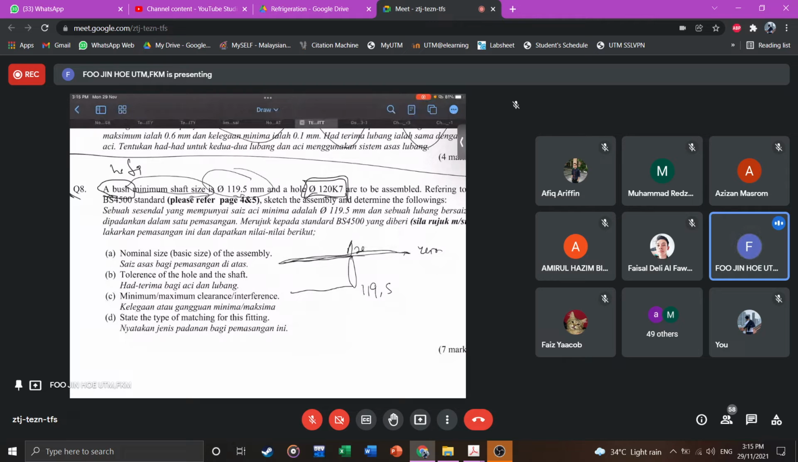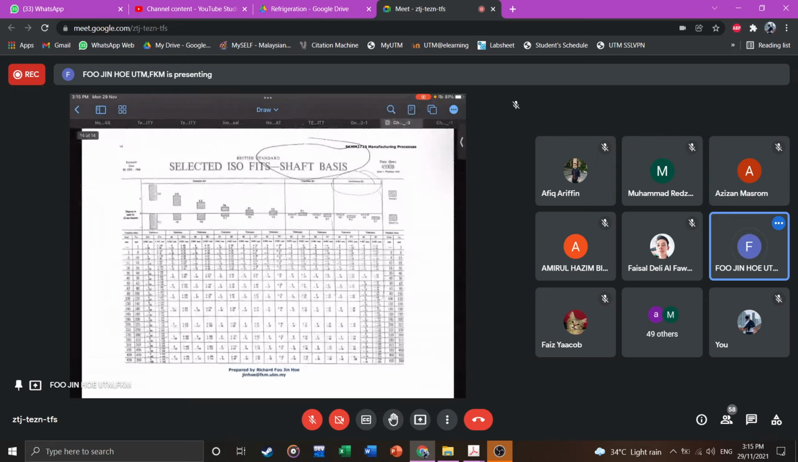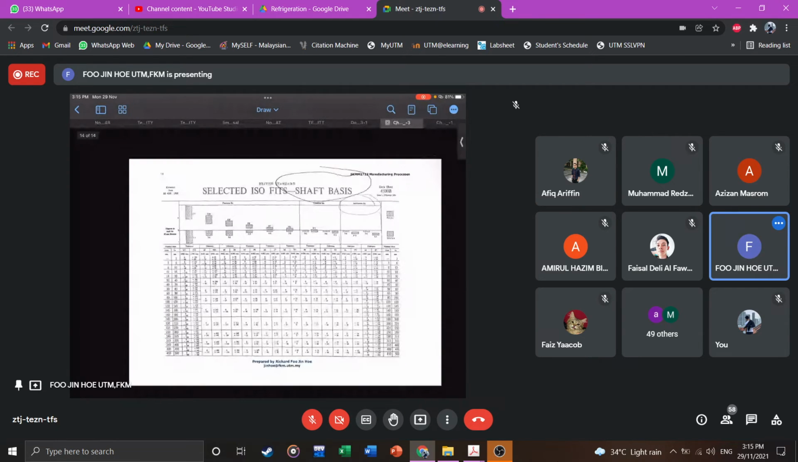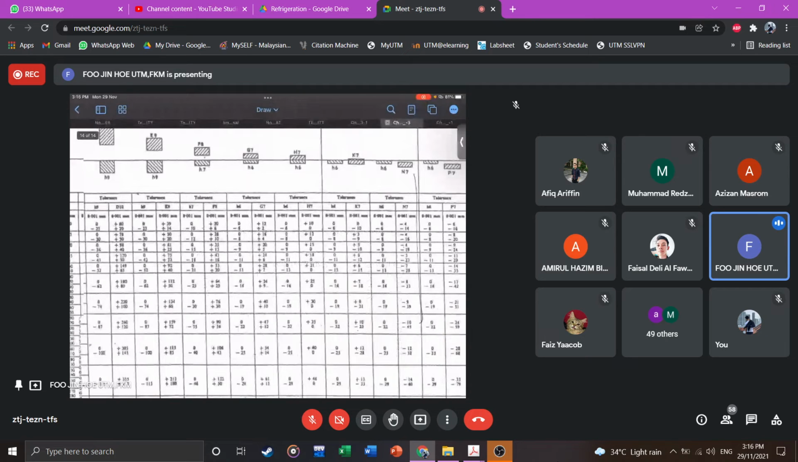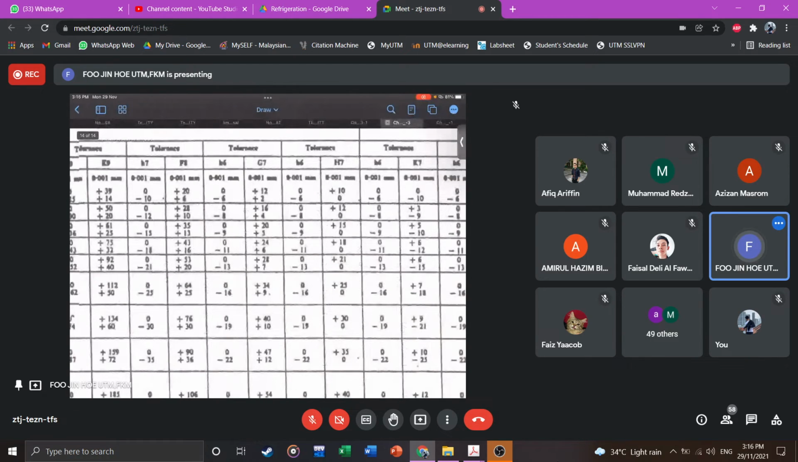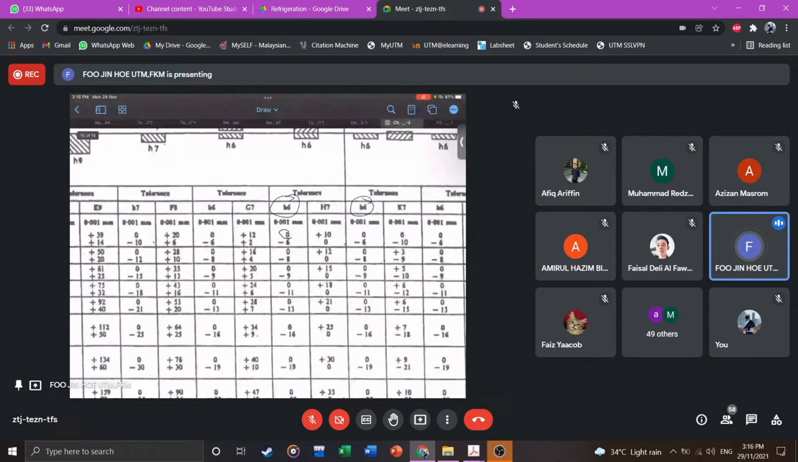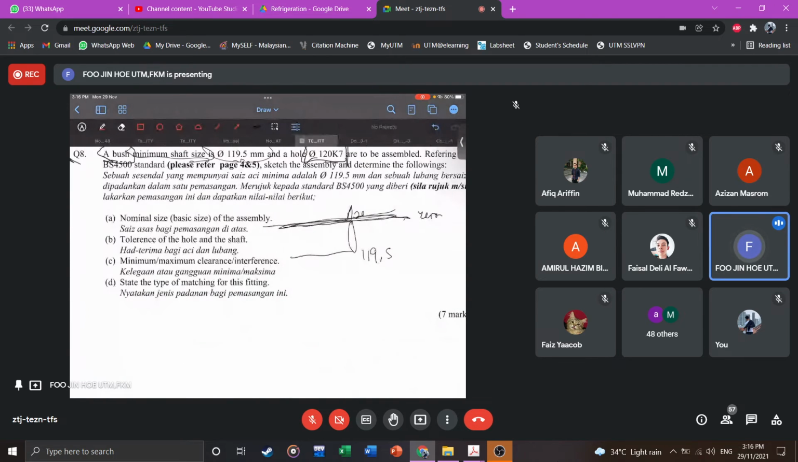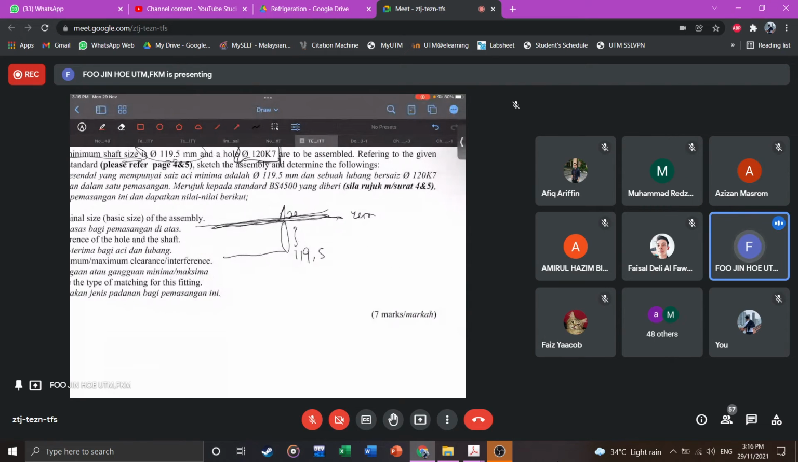The proof is if you refer to this shaft basis table, you see for shaft basis normally the lowercase is for shaft. All of the figures on the top are 0, 0, 0. So it must be 120 minus something, then only you get 119.5. So the maximum is 120. The zero line is there. So this is a shaft-based system, and this is a 120 K7.